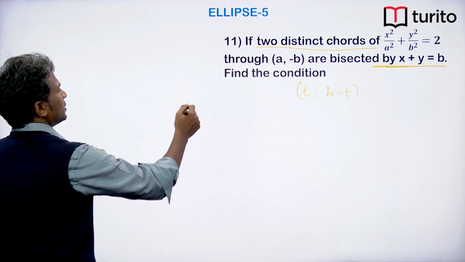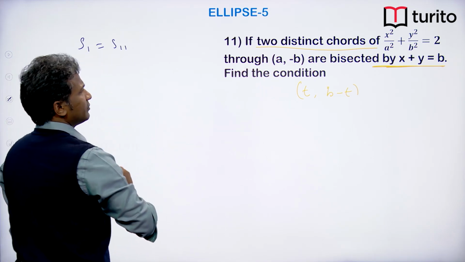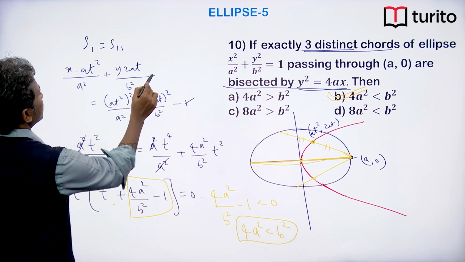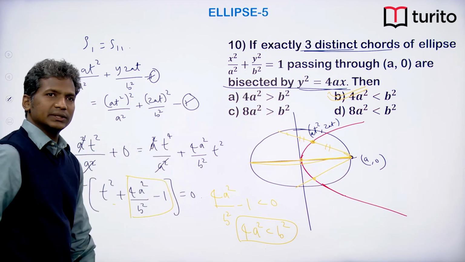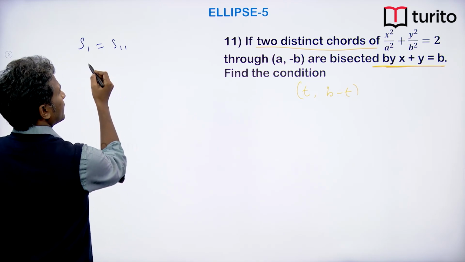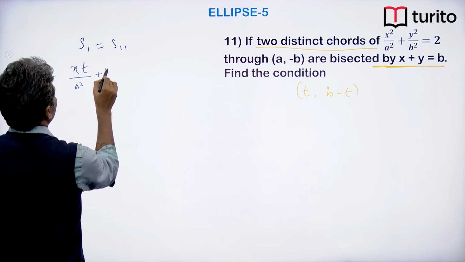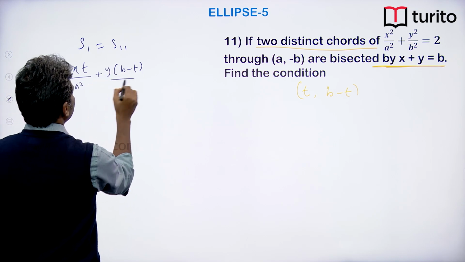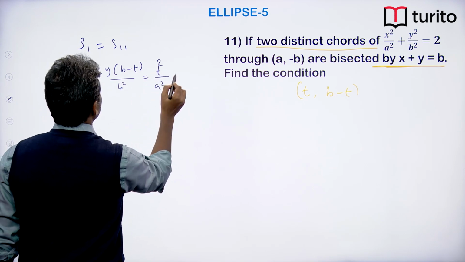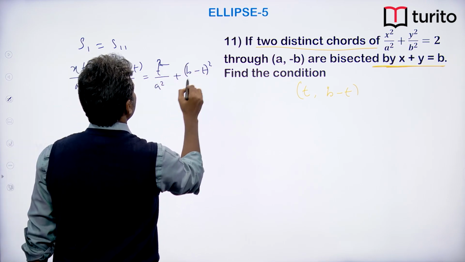Okay. So, let us say I get the equation of the chord. It becomes S1 equal to S11. You know the idea, whenever we find the equation of the chord, this 1 is getting cancelled, so we can just write it without that 1. So, it becomes xt by a square plus y into b minus t by b square is equal to t square by a square plus b minus t whole square by b square.